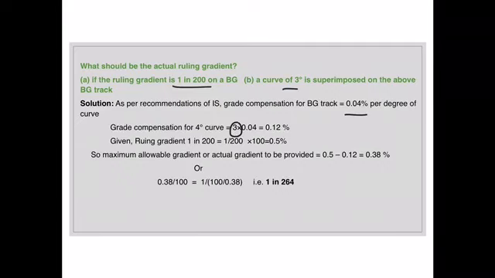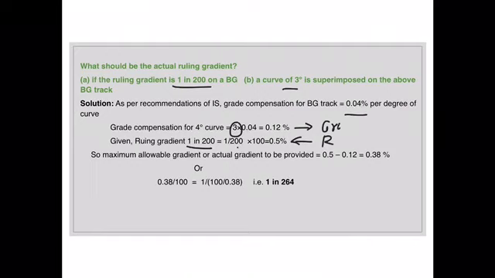So 3 into 0.4 will get around 0.12%. The ruling gradient they have given is 1 in 200, convert that to percentage. How do you convert? Horizontal divided by vertical multiplied by 100. So we will get 0.5%. So this is the total gradient, the ruling gradient that is provided, and the grade compensation.